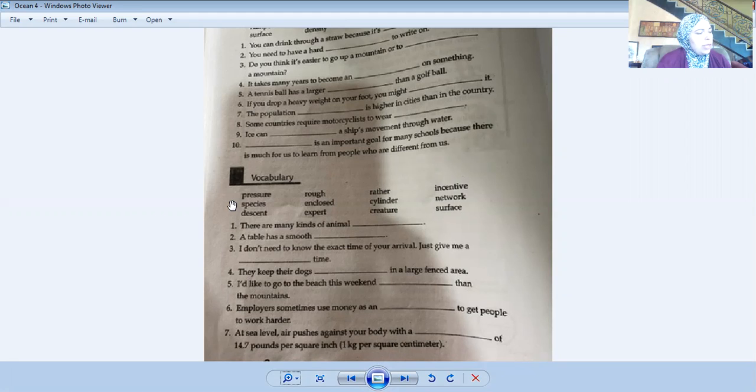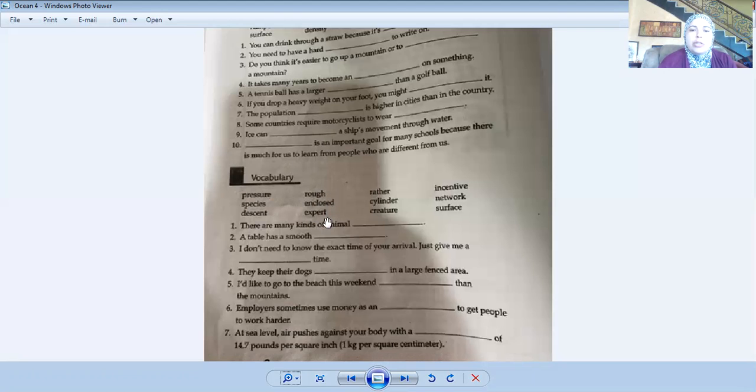Now the next word is species, and species means kinds, right? So in the ocean you can find lots of different animal species, okay? So they're not from the same kind. Descent is from descend, and it means like to go down. Rough could have different meanings, of course. Could mean not exact, could be that it's like hard or something of that kind.